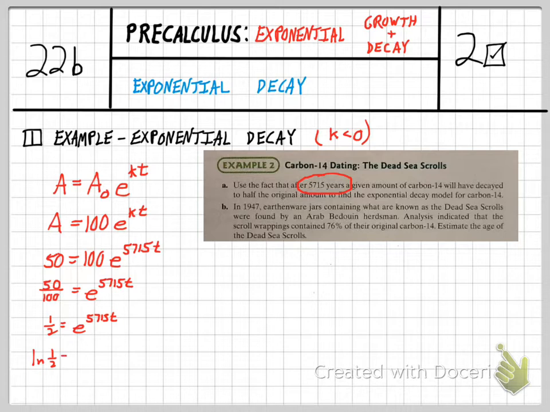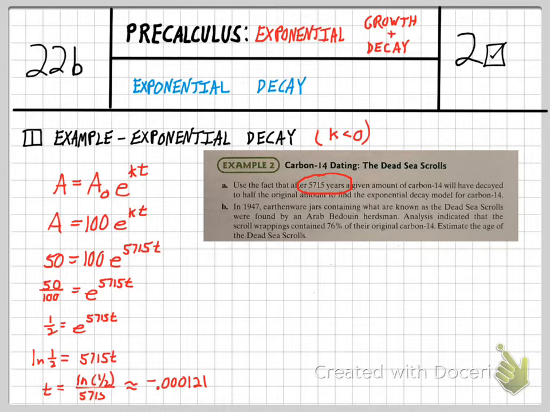the log of 1/2 equals 5715t, and my k value is going to be log of 1/2 divided by 5715, and that equals approximately negative 0.000121. I get a negative number. Remember, that's not surprising because it's a decay problem.